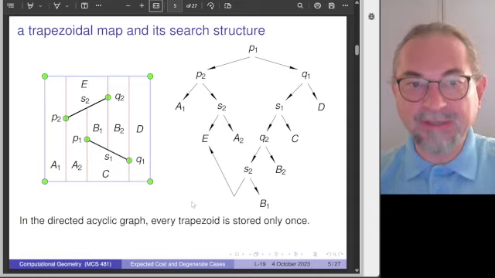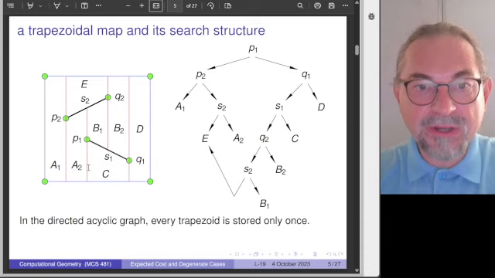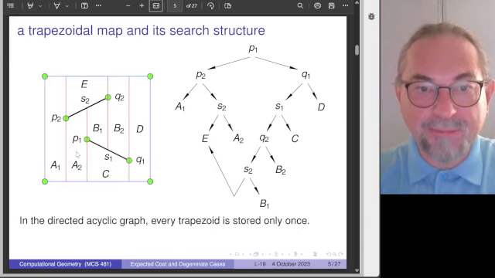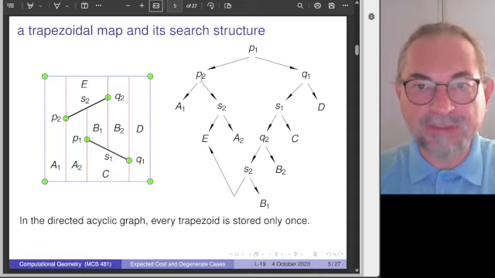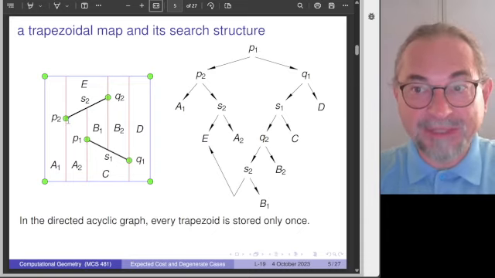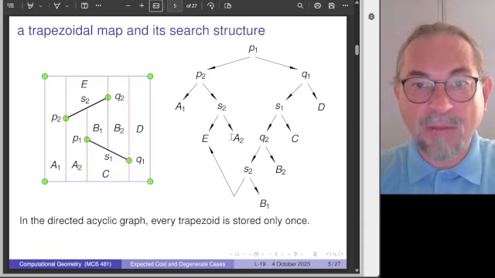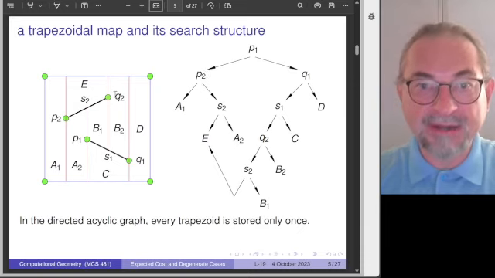So let me indicate how this is used. Suppose that your query point would be in the face with A2. So A2 is at the left of P1, so it's in the left child. It's to the right of P2, so we go to the right child, and it lies below the segment S2.